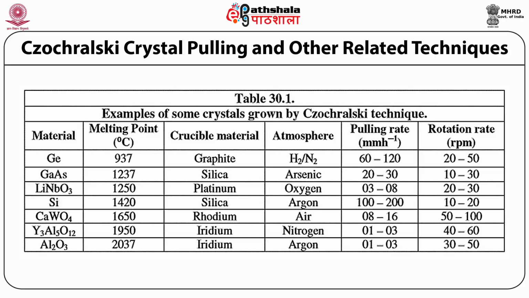For the growth of Y3Al5O12, the melting point is 1950. The crucible material is iridium. The atmosphere is nitrogen. The pulling rate is 1 to 3 mm per hour, and rotation rate in terms of RPM is 40 to 60. For the growth of Al2O3, the melting point is 2037 degrees centigrade. The crucible material is iridium. The atmosphere maintained is argon. The pulling rate is maintained at 1 to 3 mm per hour, and the rotation rate is 30 to 50 rpm.